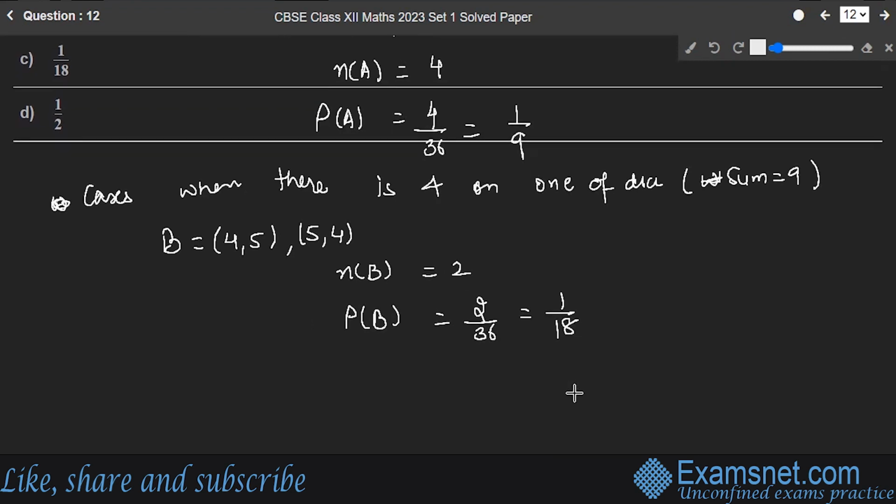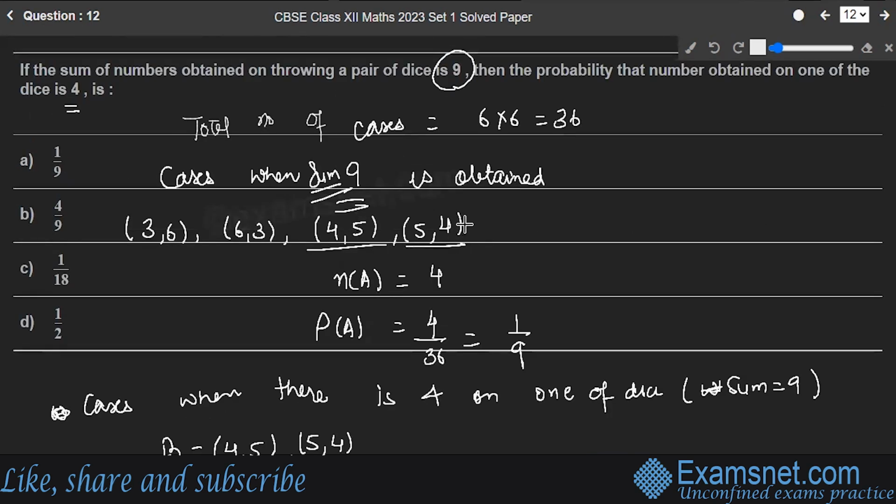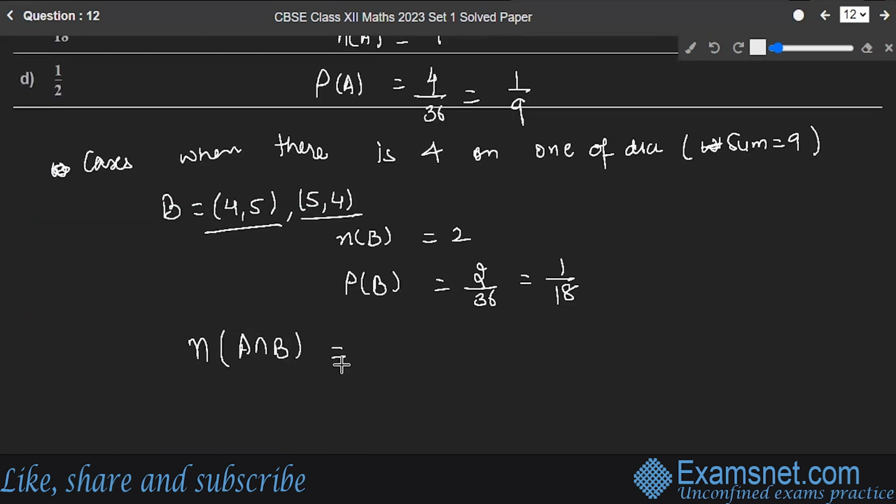Okay. You can also write it like n(A intersection B). See, 4, 5, these two are repeating here as well. So these are two cases, 1 and 2. So the number of cases which occur in both, that is A intersection B, is 2. And the probability of A intersection B will be equal to 2 upon 36, that is 1 upon 18 again.